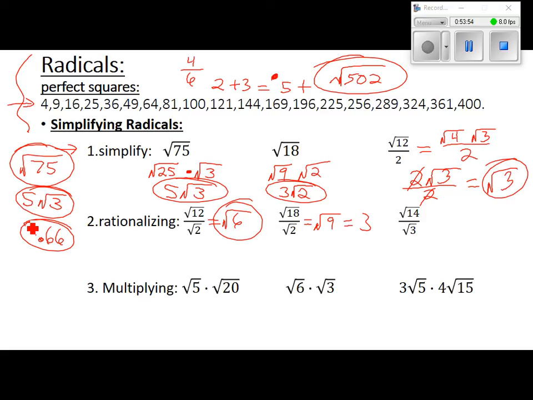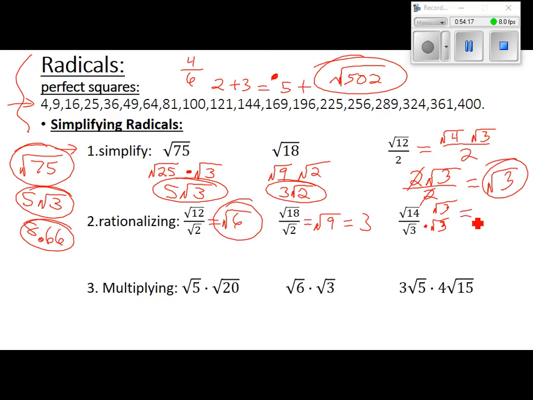To get rid of this radical out of the denominator, we multiply the bottom by whatever that radical is. So in this case, we multiply the bottom by square root of 3. If you multiply the bottom by the square root of 3, guess what you got to multiply the top by? Square root of 3. Whatever you do to the top or the bottom, you got to do to both.